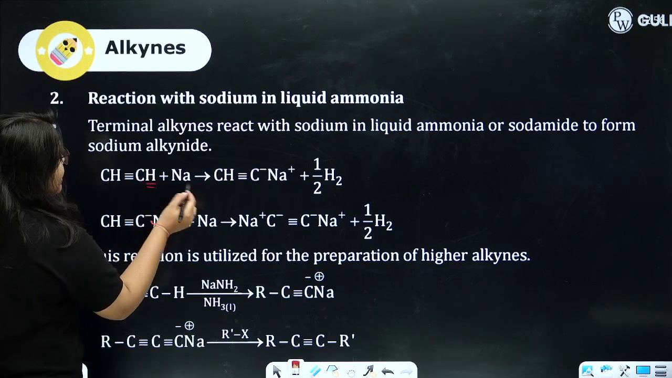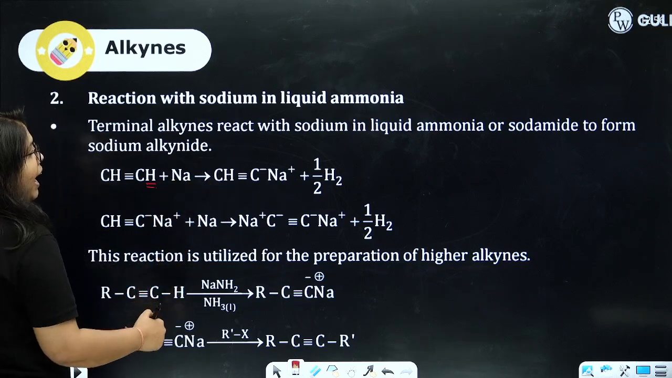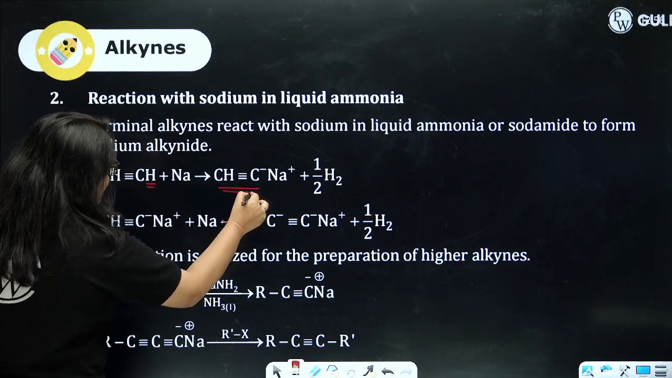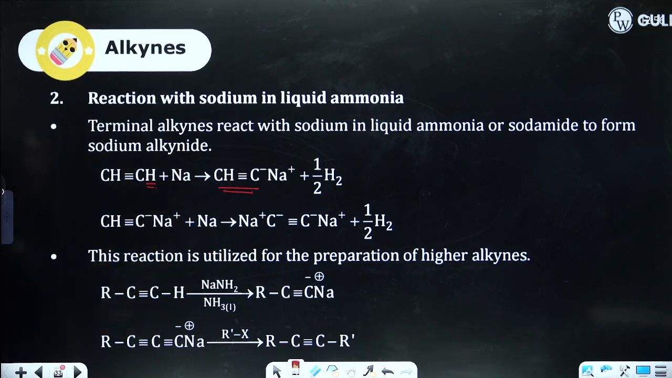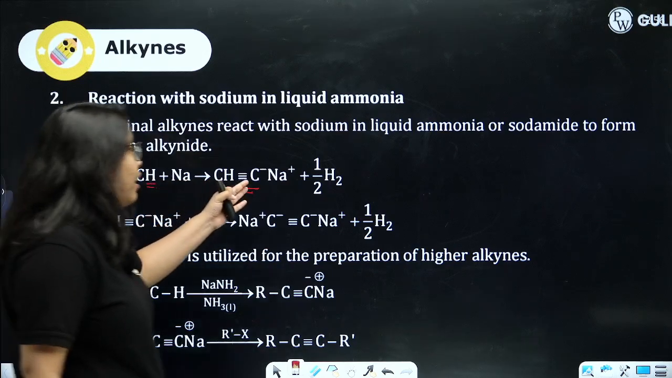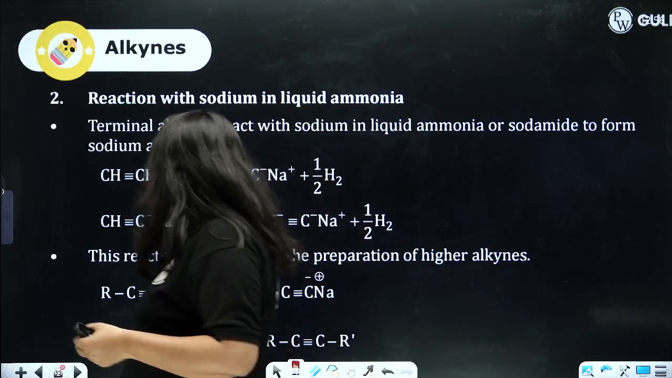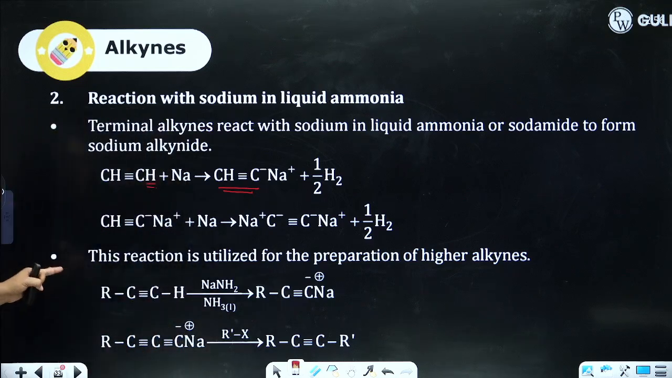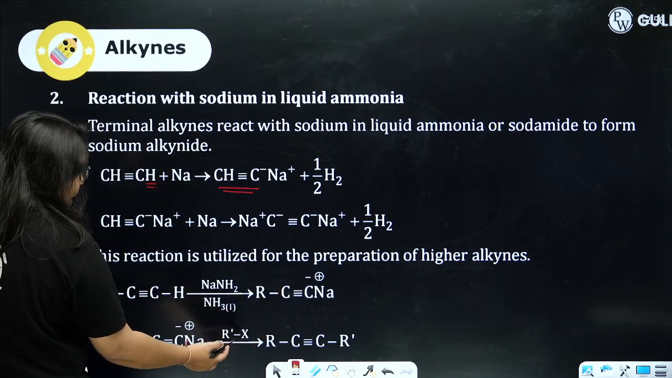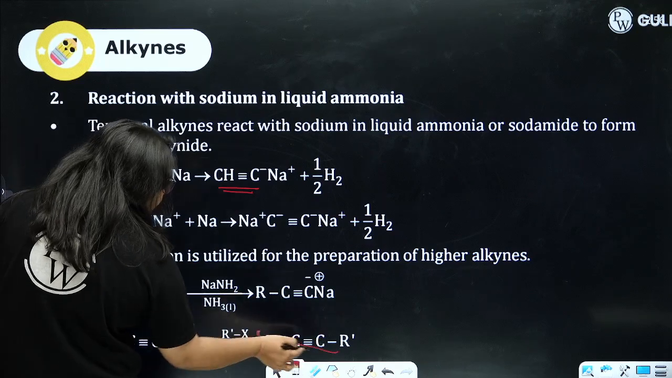Now, reaction with sodium in liquid ammonia: this hydrogen, since it is acidic, is replaced, and you will get this. Now, this can further react with alkyl halide, and this can give rise to higher alkynes. This reaction is utilized for the preparation of higher alkynes. I told you, right? If I add alkyl halide to this, I will get a higher alkyne.